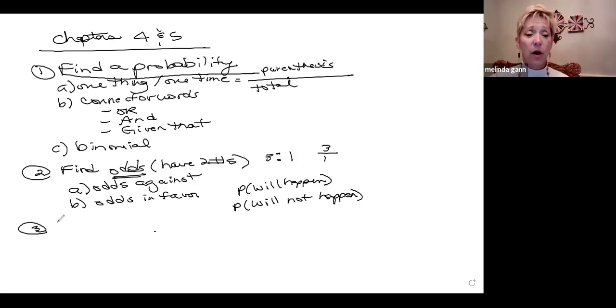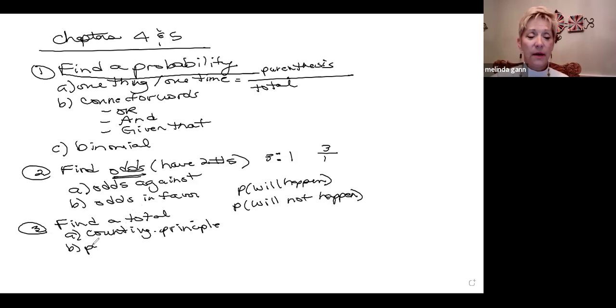Another thing you've got to be able to do on your midterm is find a total. How many committees can you make from 10 people if you put 3 people on the committee? How many ways can you line 5 children up at the door to go to lunch? How many secret codes can you make with certain conditions? Okay, so the key thing on find a total is it's going to ask you how many. And there are 3 ways to do that: counting principle, permutations, and combinations.